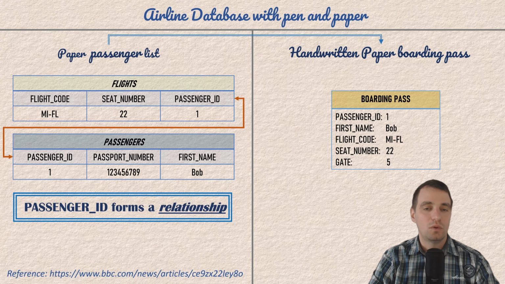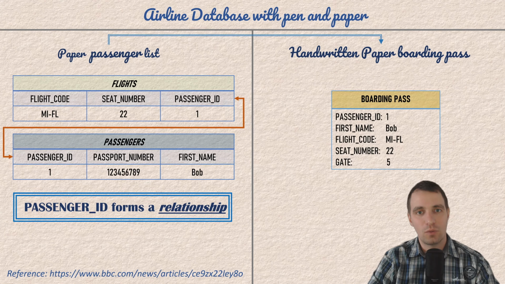Now, you might be wondering why we would store data this way. Well, first we have to realize that the passenger ID forms a relationship between two distinct pieces of information. And this is useful because this is the most space-efficient manner in which we can store information, right? So when we are talking about a digital system, when we leave the paper behind, we must store information as efficiently as possible.